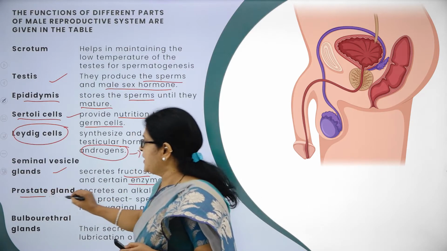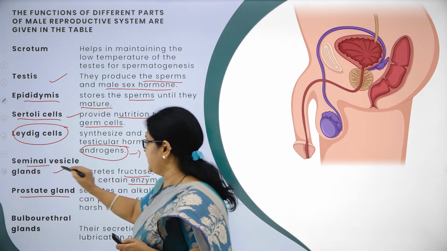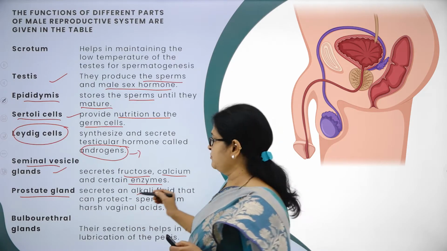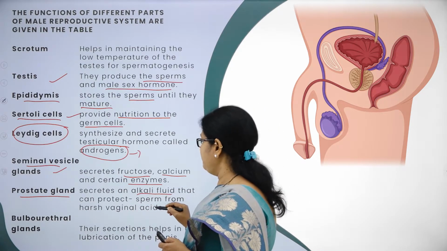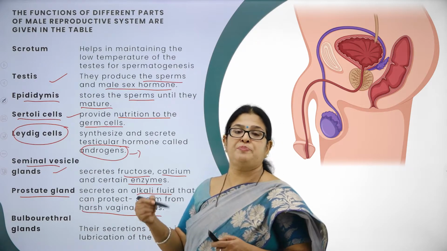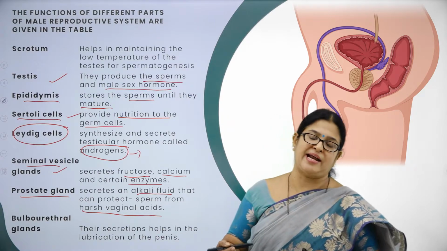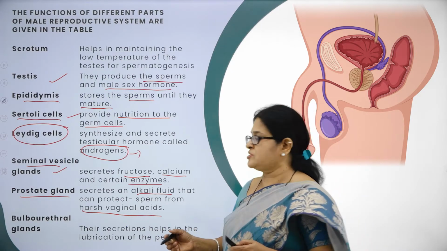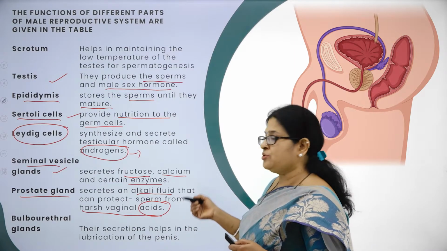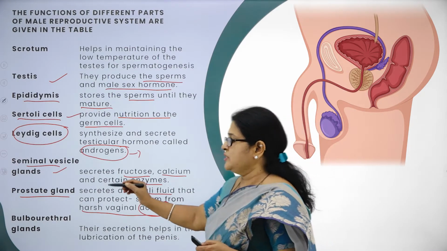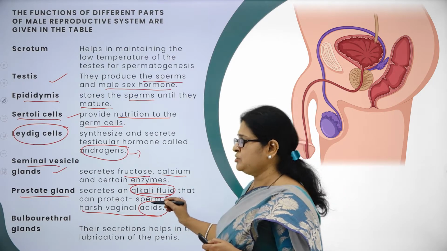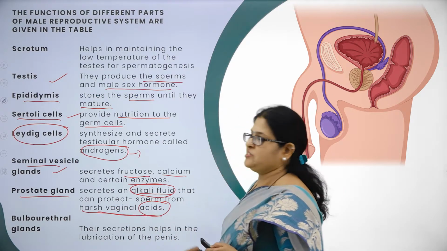Then seminal vesicle secretes fructose, calcium and certain enzymes. Then the prostate gland. What is the function of prostate gland then? Prostate gland secretes alkaline fluid. What is the function of this fluid then? It will help the sperm to overcome the harsh vaginal acids. So when the sperm is passing through the vaginal tract of the female, it may come across some harsh acids and it has to survive. So in order to protect itself, this prostate gland produces an alkaline fluid which will help the sperm to overcome the harsh vaginal acids.